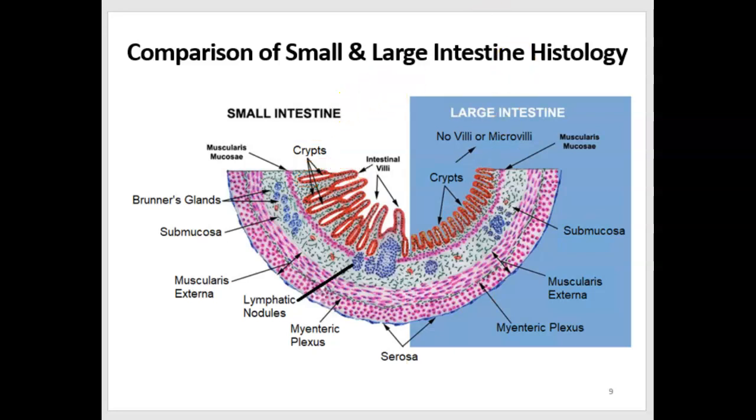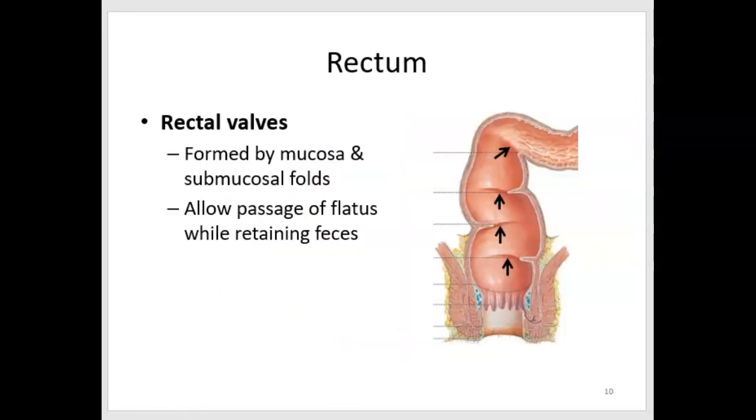So we can see that the small intestine is really adapted for absorption, whereas the large intestine is really adapted for just propelling, not absorption. Okay, if we look at the rectum in particular, you'll notice that the mucosa and submucosa have these inward folds. And I kind of pointed them out with arrows there. And these folds slow the passage of feces.